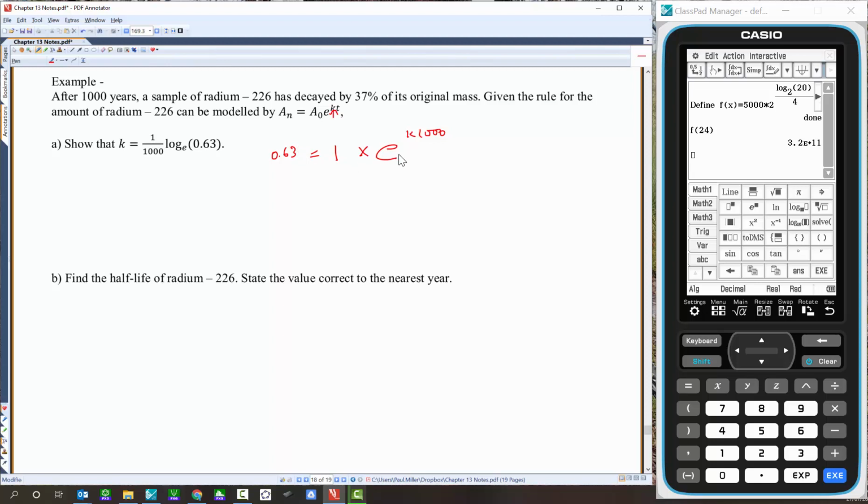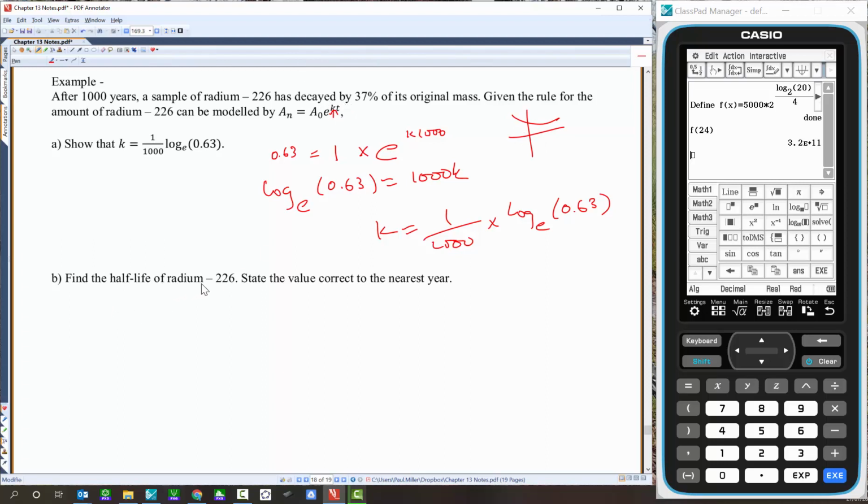Now what we need to do is change this form to indicate the k value. I'm going to say that log e 0.63 equals 1,000k. So k is equal to 1 on 1,000 multiplied by log e 0.63. Now notice that there is a negative number. So we've got decay, which seems to make sense. When something decays, it looks like that.